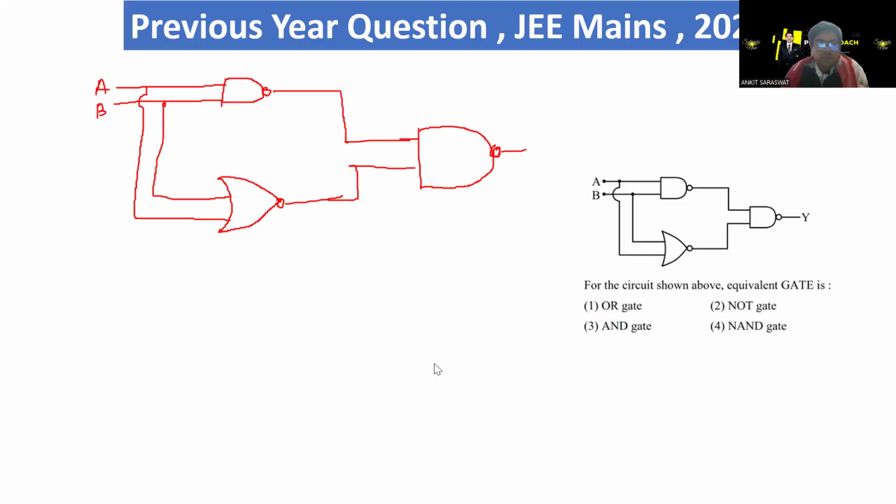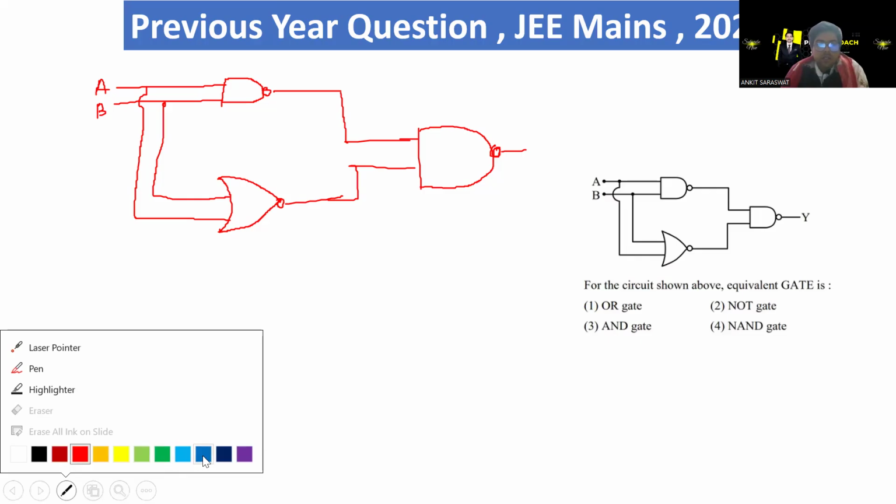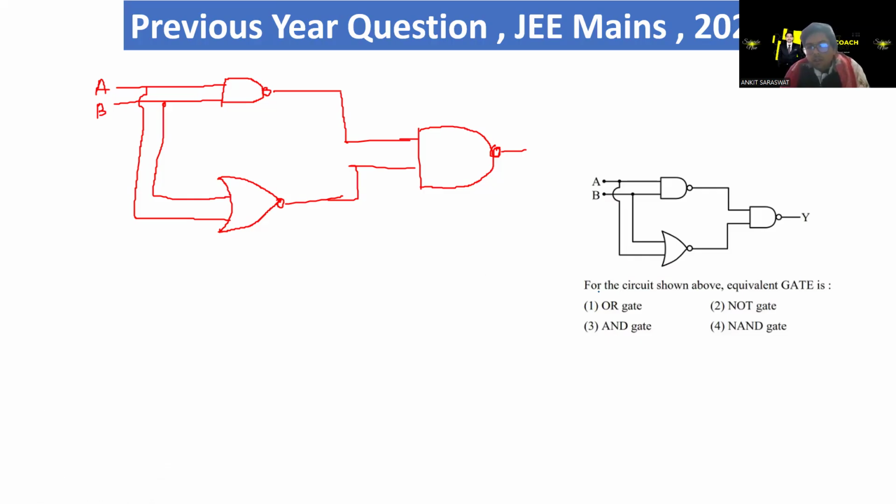So hi everyone, read this question carefully. For the circuit shown, what is the equivalent gate? Signal A is coming and going in this direction. Since B is going like this, here B, here B, here A.